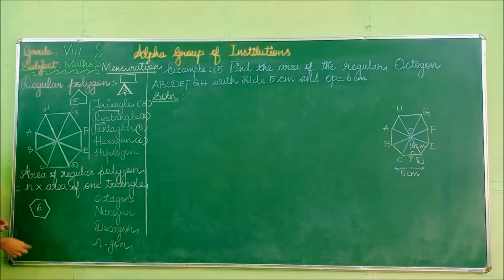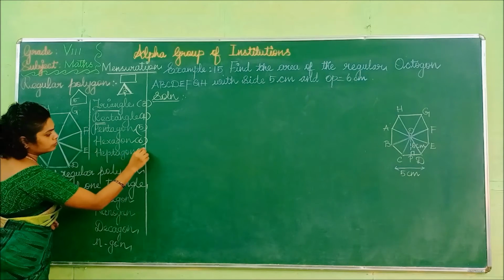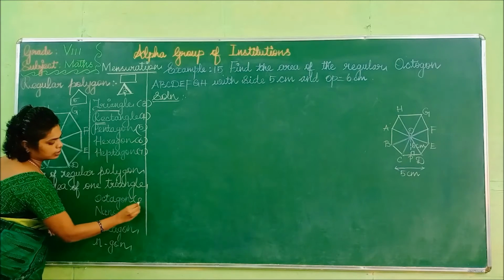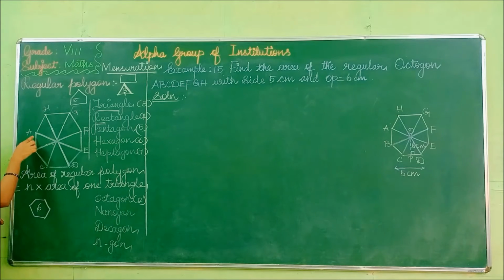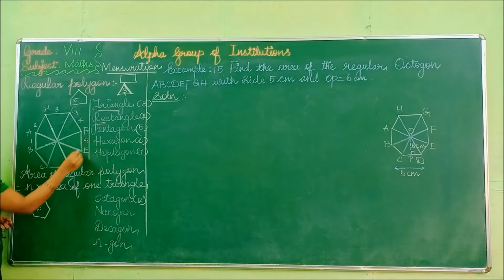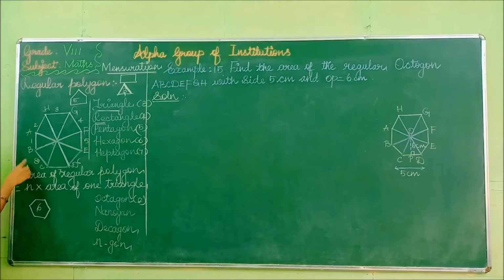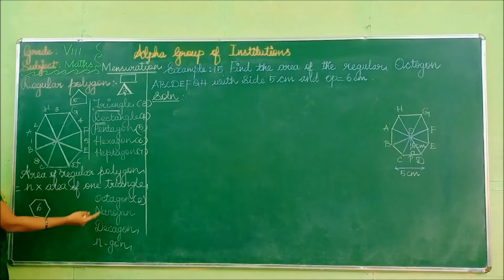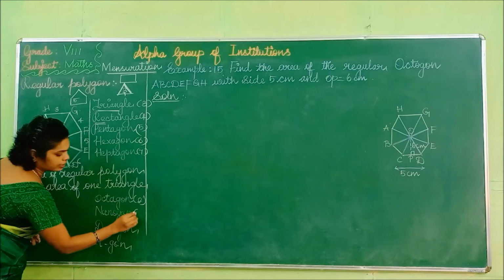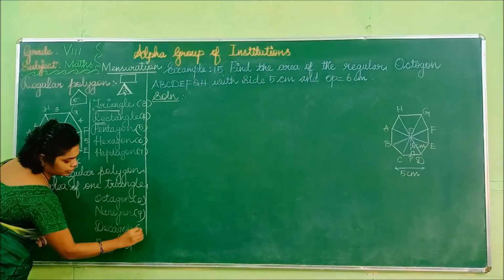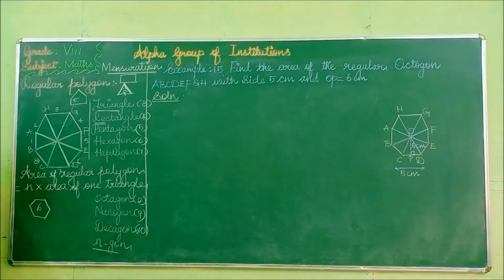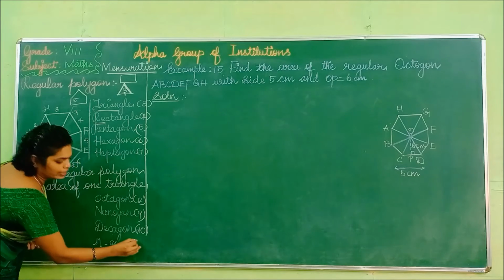And heptagon. For a heptagon there will be 7 sides. And for an octagon there will be 8 straight lines forming it. So listen to this. 1, 2, 3, 4, 5, 6, 7 and 8. 8 lines forming a particular shape is called an octagon. And nonagon means 9 straight lines. And decagon 10. And the last one is n-gon. N-gon means it may be more than 10. So 11, 12, 13 is called an n-gon, up to n sides.